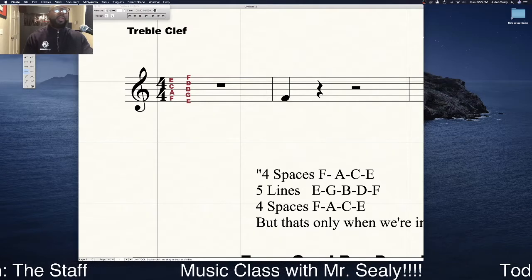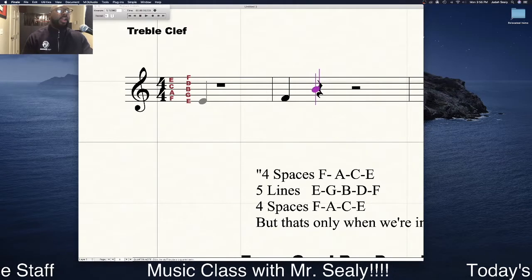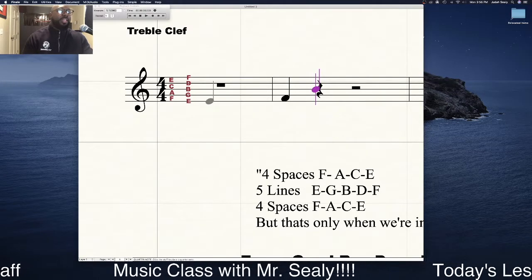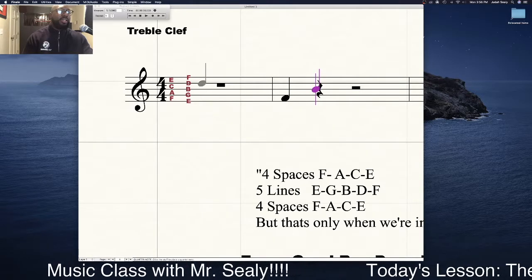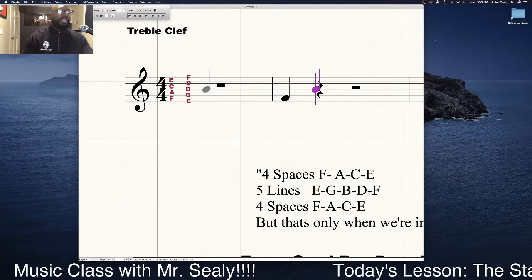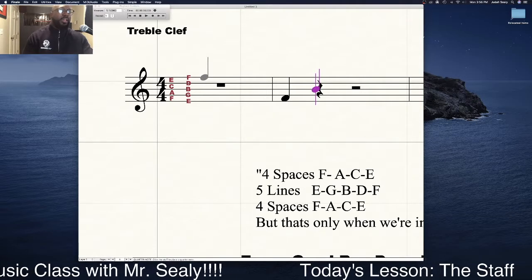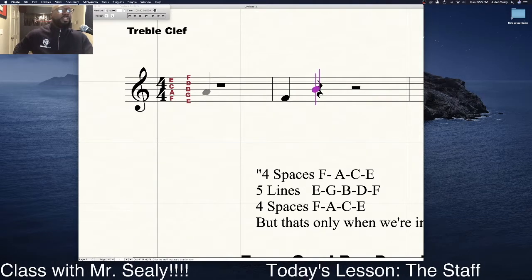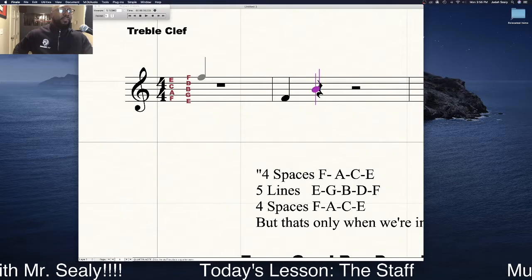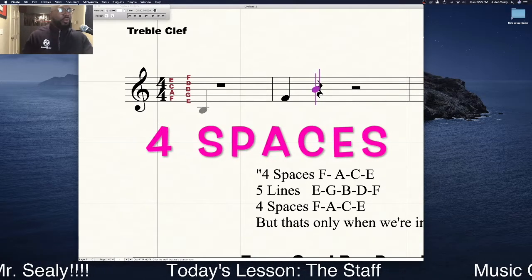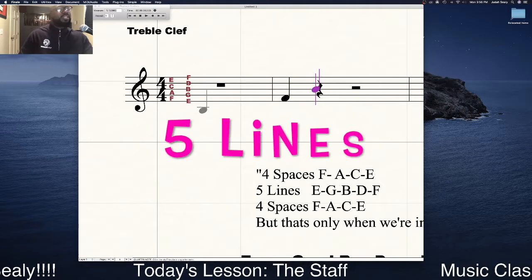I'm gonna grab a note. This is what a note would look like if it was on the line. Well, let's start with spaces. 4 spaces and 5 lines. Now this is a quarter note, which we learned about in our last video. Say 4 spaces. 4 spaces. Say 5 lines. 5 lines.